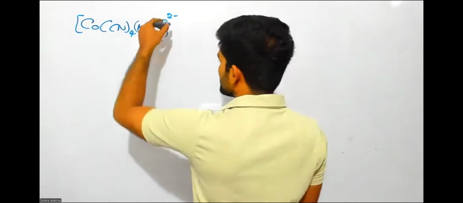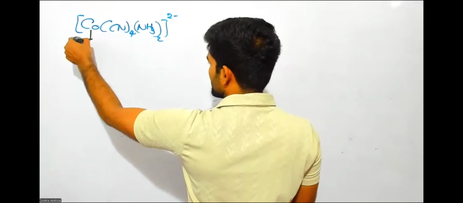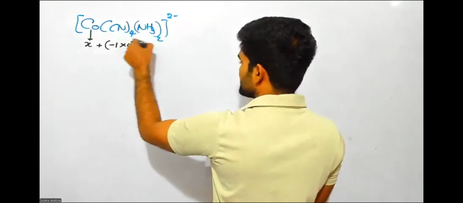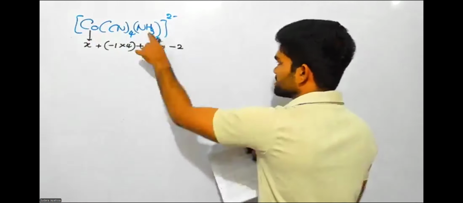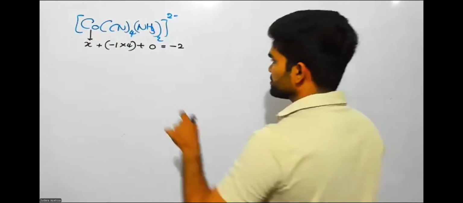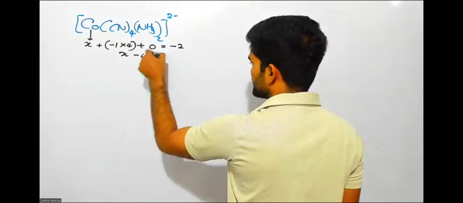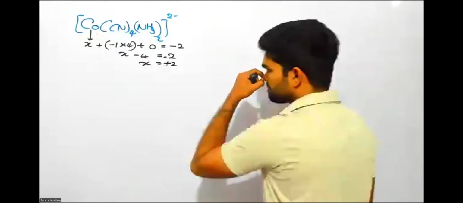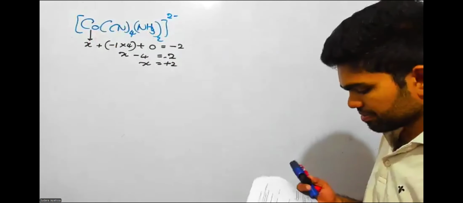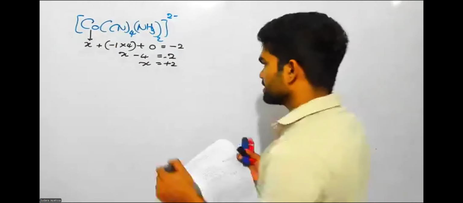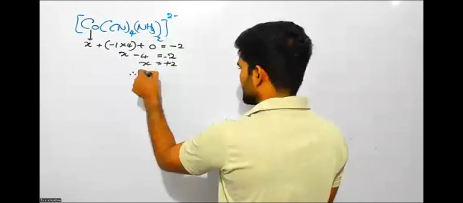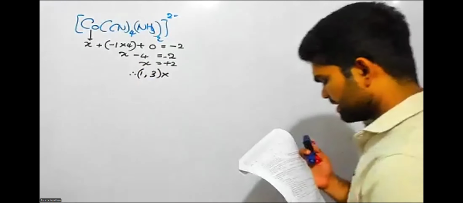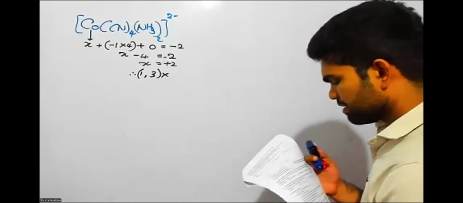Right? And first of all, let's find out the oxidation number. Let's say the oxidation number is x. Here is -1 into 4 plus 0 equals -2. This is a neutral ligand. Then if you simplify, x minus 4 equals minus 2. Then x equals plus 2. So oxidation number of cobalt is plus 2. So then answers that contain 3, you can eliminate. So therefore answer 1, answer 3 are wrong. Okay, so then select the answer from 2, 4 and 5.